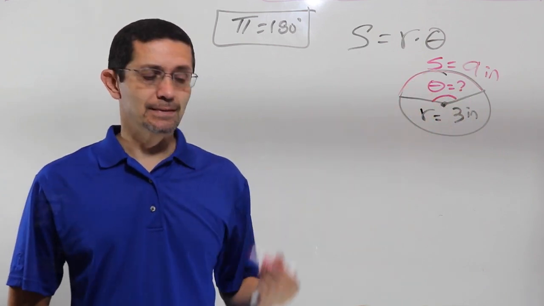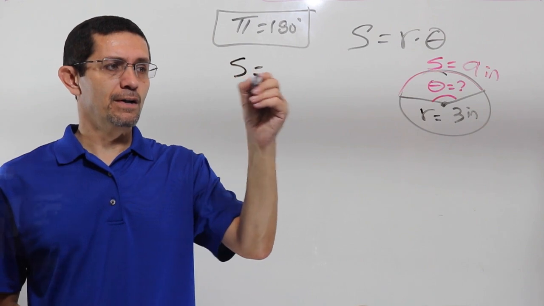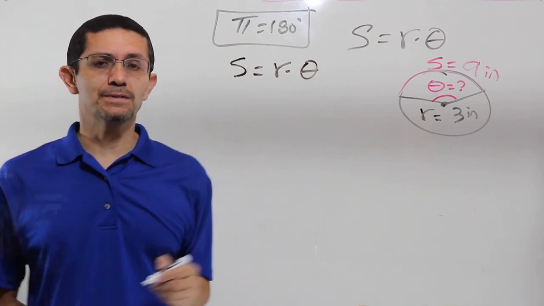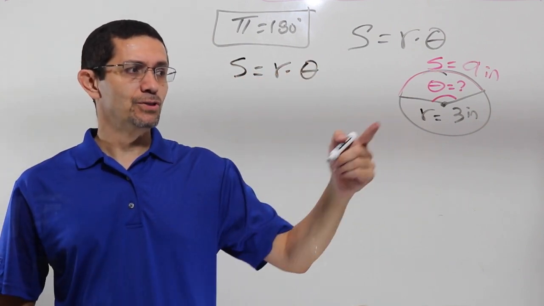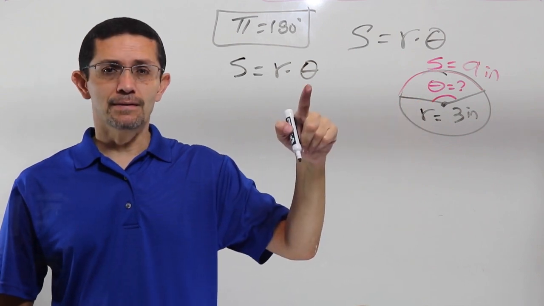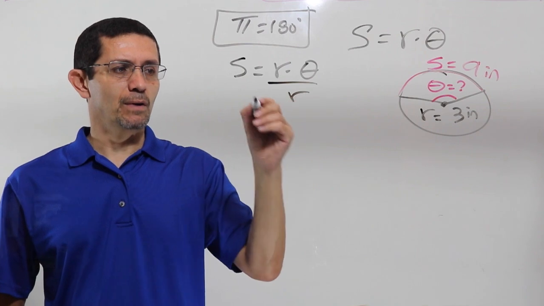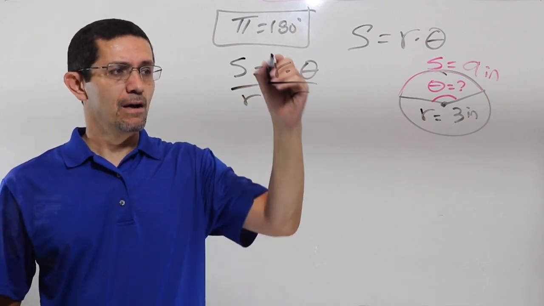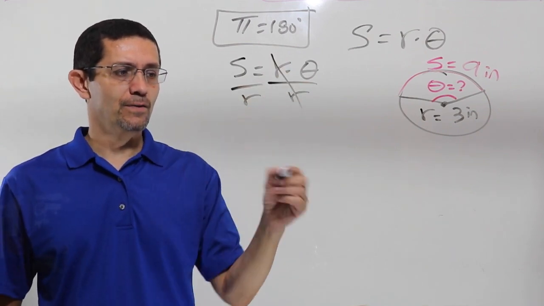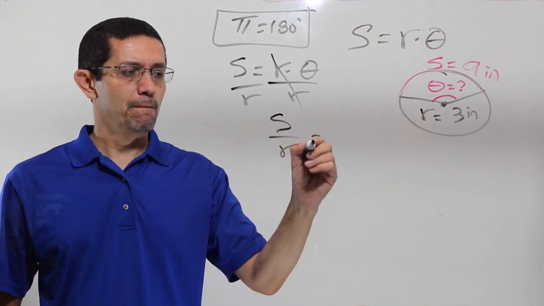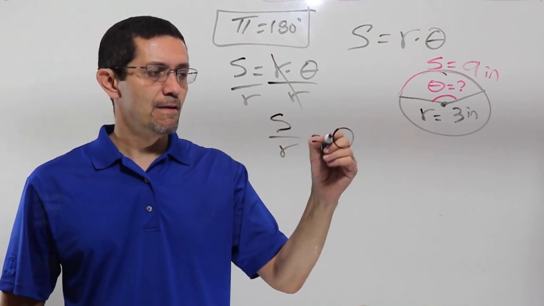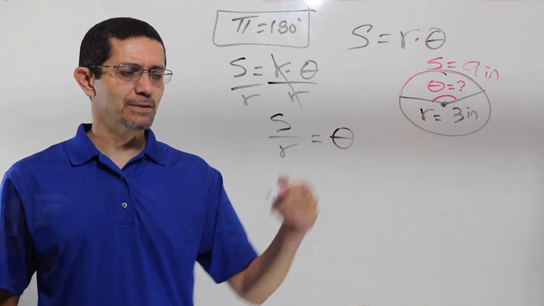My formula is arc length equals radius times the angle. And the question is, find theta. Let's do some algebra. Let's get theta by itself. Divided by r, divided by r. R cancels, and now I have S over R equals theta. Okay, let's flip this around.